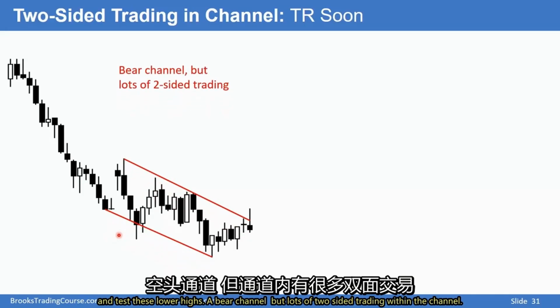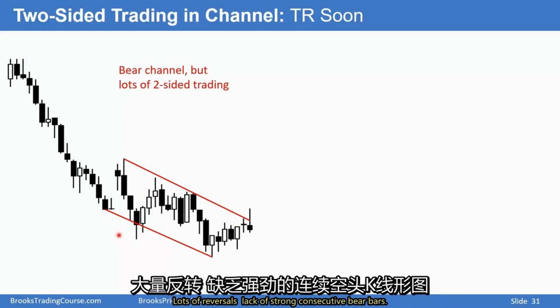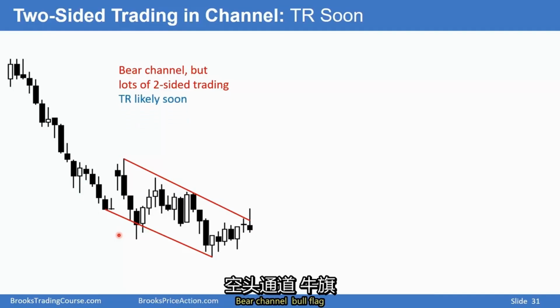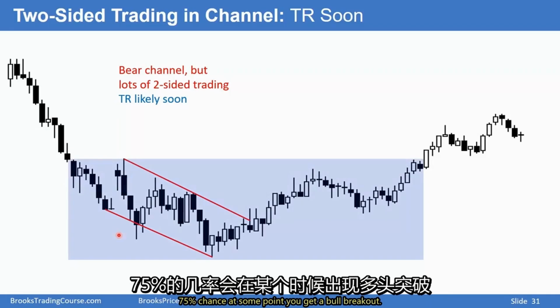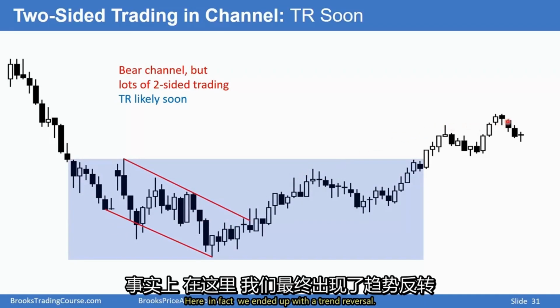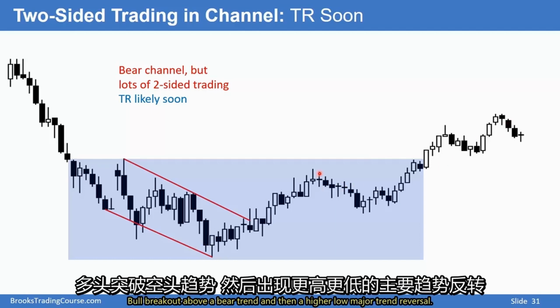A bear channel, but lots of two-sided trading within the channel. Lots of reversals, lack of strong consecutive bear bars. Bear channel, bull flag, 75% chance at some point you get a bull breakout. Here, in fact, we ended up with a trend reversal. Bull breakout above a bear trend, and then a higher low major trend reversal.